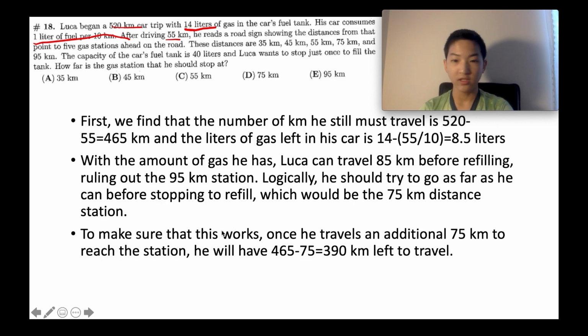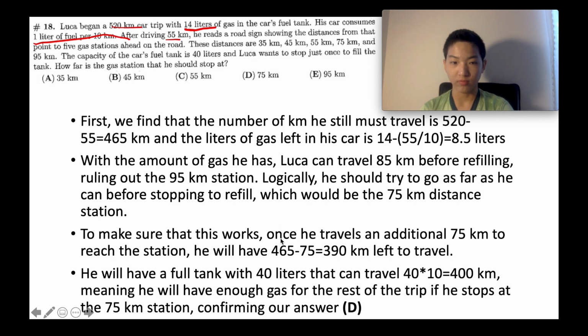So to make sure that this works, once he travels an additional 75 kilometers to reach the station, he will still have 390 kilometers left to travel. You will have a full tank with 40 liters that can travel 40 times 10 equals 400 kilometers, meaning that he will have enough gas for the rest of the trip if he stops at the 75-kilometer station, confirming our answer D.